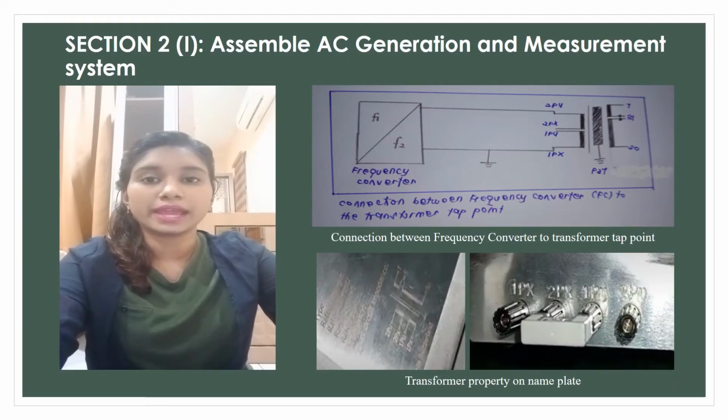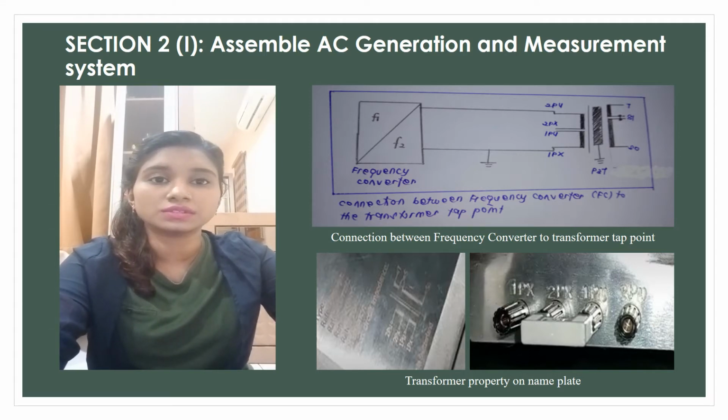Today I will be presenting on the assembled AC generation and measurement system. We will start with the frequency converter. The frequency converter is connected to the transformer, which is the PZT transformer. It is a must to do a grounding for safety purposes.